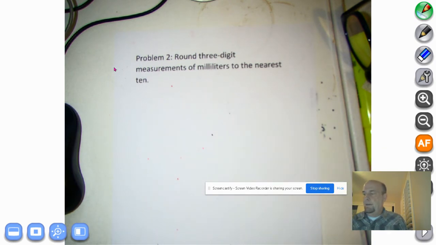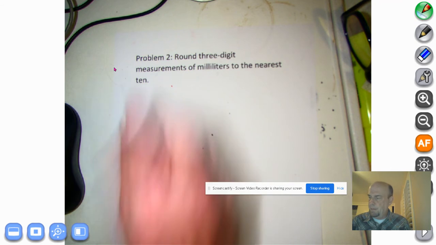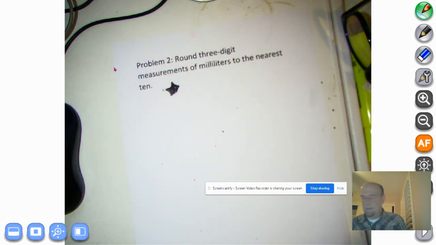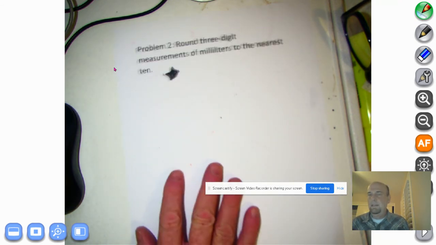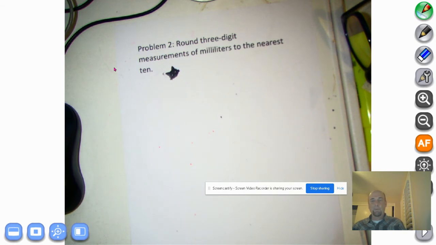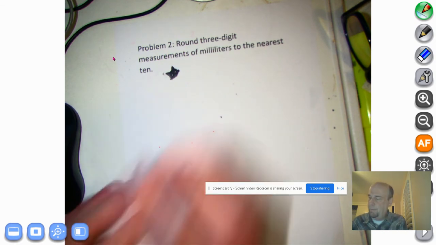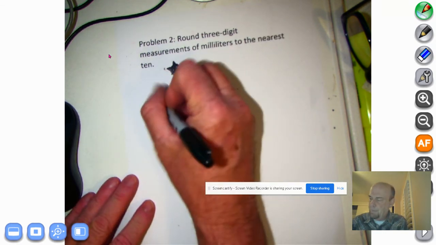Okay, problem 2, we're going to round 3-digit measurements of milliliters to the nearest 10. Milliliters. Remember milliliters? Liquid measurement, volume, and all that good stuff. And of course, we are copycats. All right, the first thing we're going to try to round is the following. First, we'll make a vertical number line.